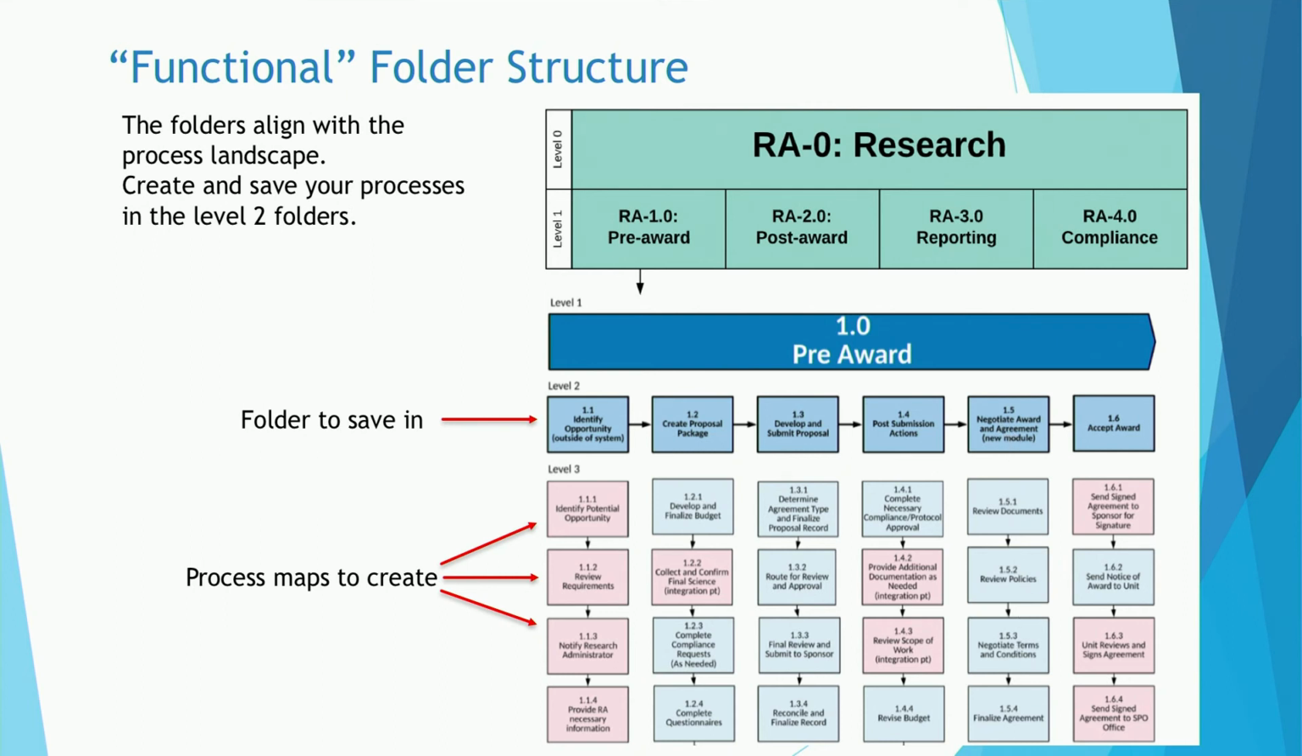This will allow us to simplify our naming convention and create simplified titles for our process maps. So if I see a process that says negotiate terms and conditions, I can see based on the folder structure and the numbering model here that I'm not talking about real estate or anything else. The terms and conditions have to do with research and pre-award.